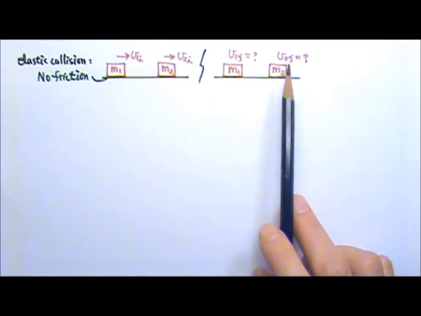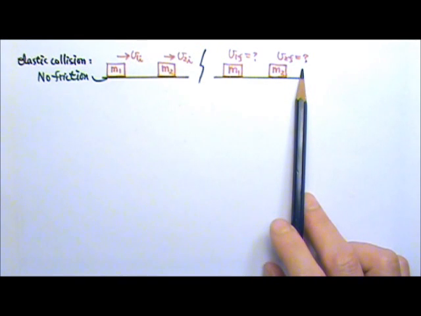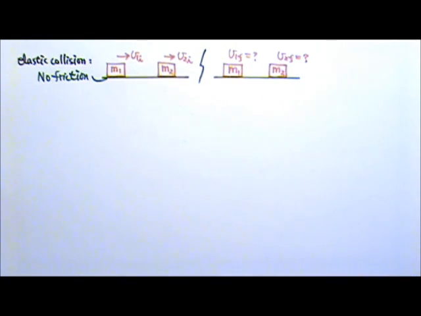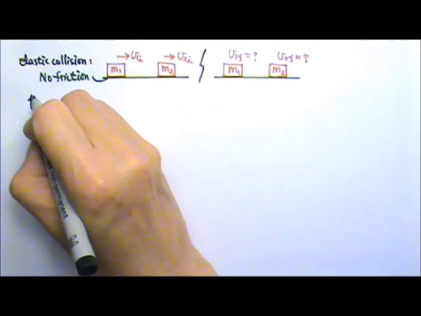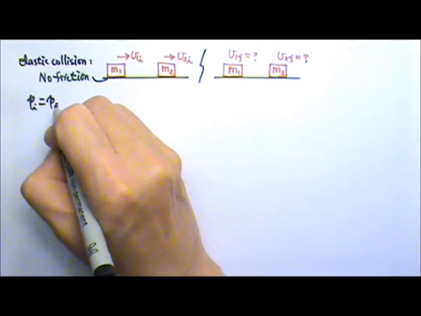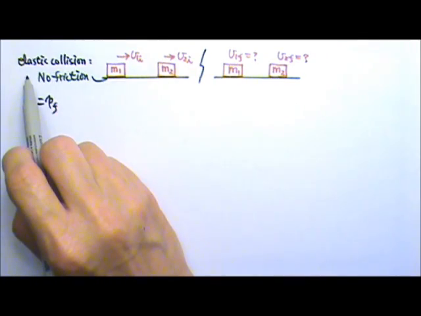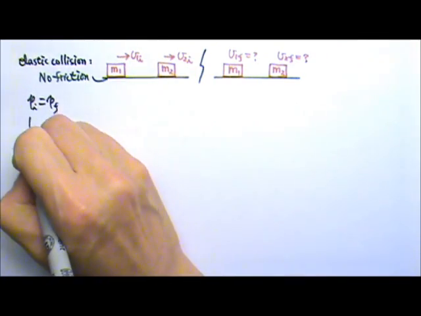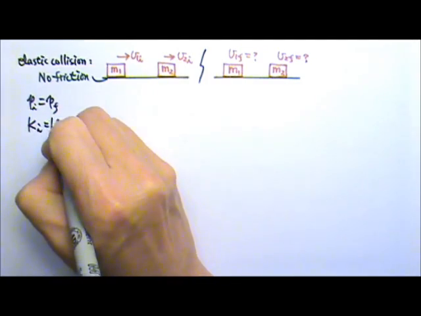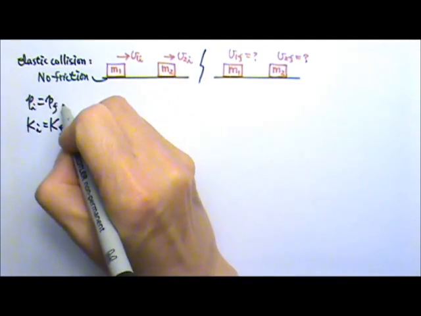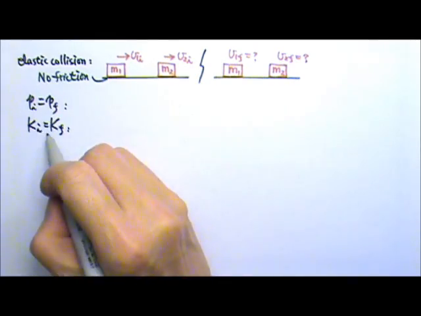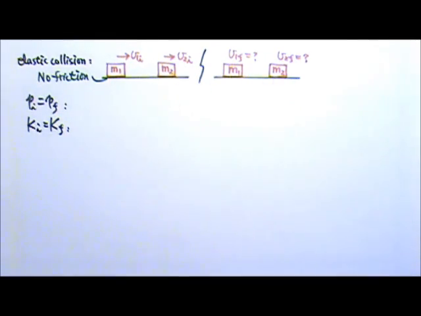This means we have two unknowns to find, so we need two equations. We know that we can use conservation of momentum for all collision problems. And because this particular collision is elastic, we can also have the conservation of kinetic energy. So this will give us two equations for our two unknowns.